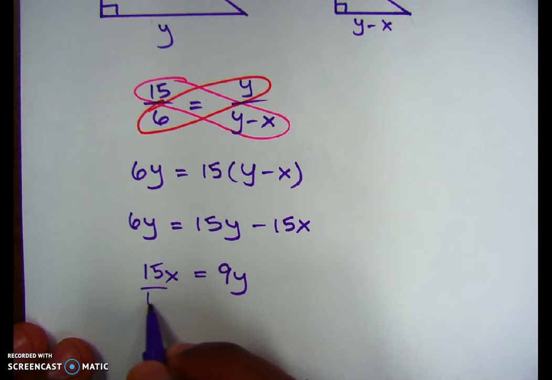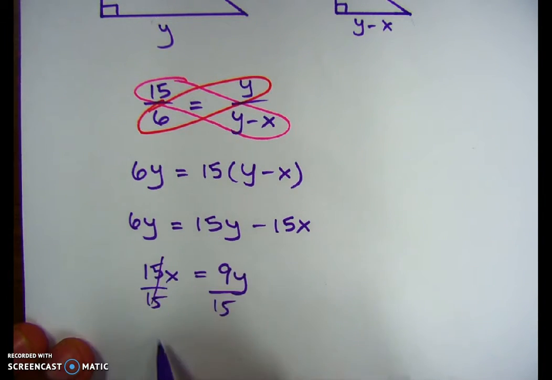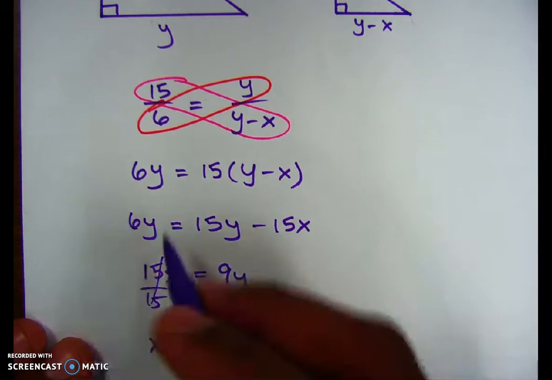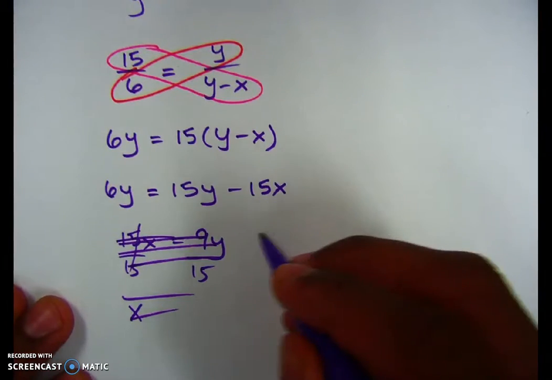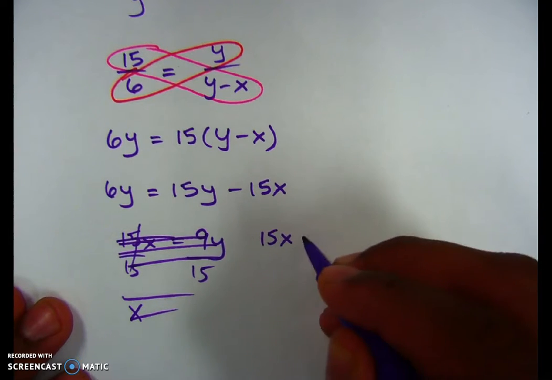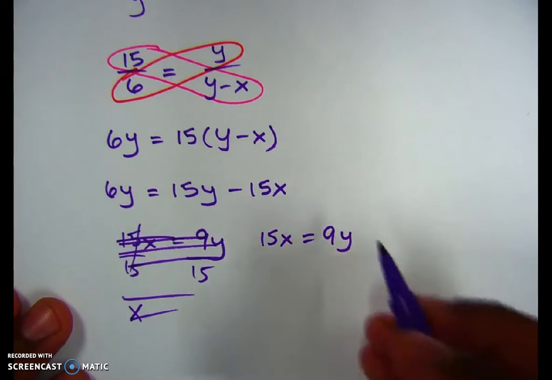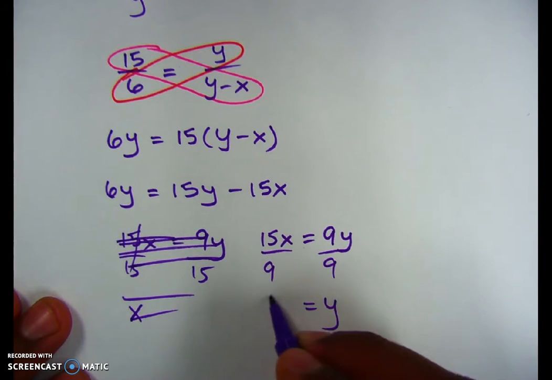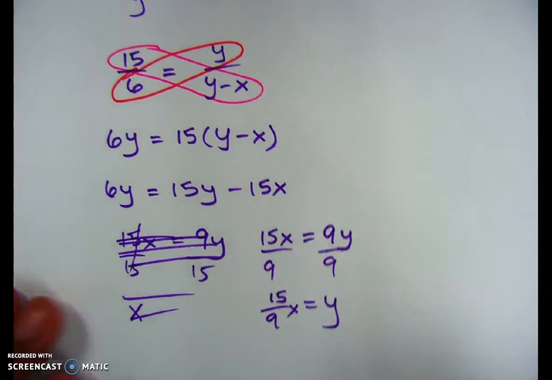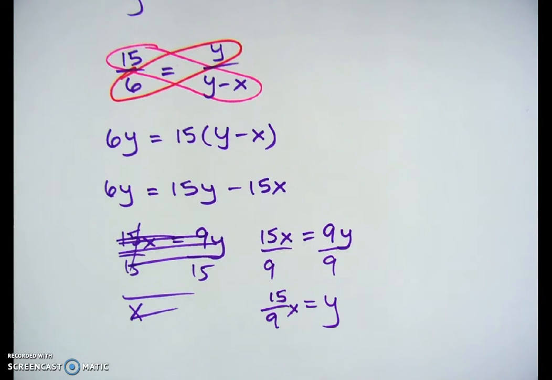Divide by 15 to get x equals, oops, I should have divided by y. I'm sorry. It was 15x equals 9y. And if I divide by 9, I get y equals 15 over 9 x. Okay? So now this is the function that we're going to differentiate. Pretty much y equals 15 over 9 x.